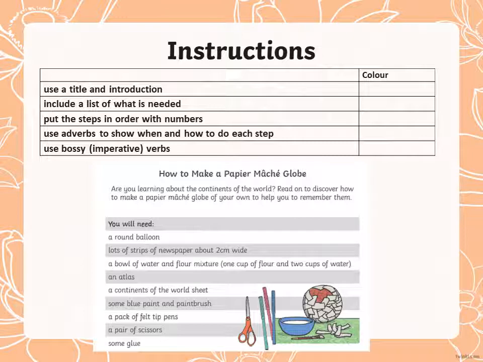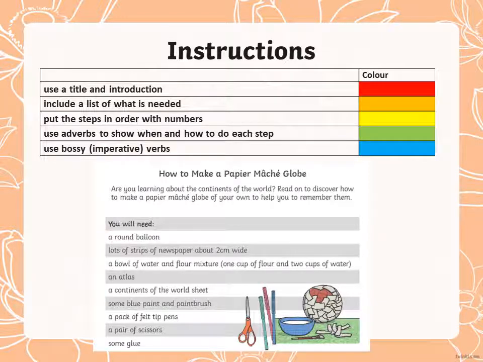This is how it starts. Use the title and introduction. So I need to choose a colour for each one. And then I'm going to start looking at the things that are on the text. The first one is to find the title and introduction, and that's quite easy because I can see it says how to make a paper mache globe, and are you learning about the continents of the world? Read on to discover how to make a paper mache globe of your own to help you remember them.